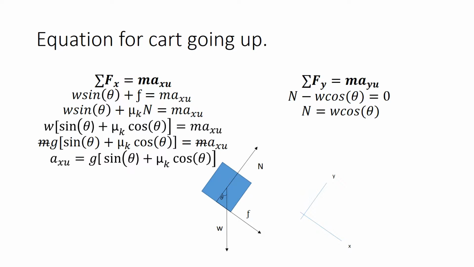Making weight equal mg again, the masses again canceled, making the equation g times sine theta plus mu k cosine theta equals the acceleration in the x up direction, giving us the end equation of acceleration in the x direction up the ramp equaling g times sine theta plus mu k cosine theta.